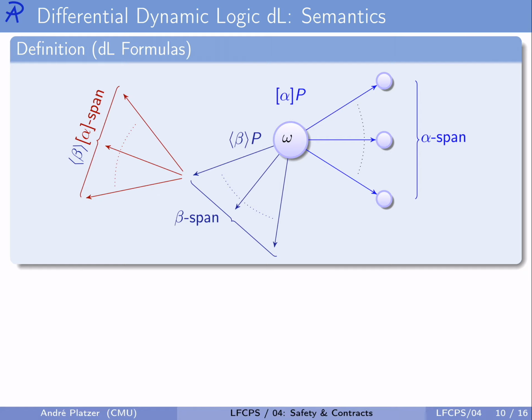In other words, differential dynamic logic is a proper logic. It's closed under all of its logical connectives. Every combination of the formulas is again a formula, and we will exploit that a lot in our reasoning.